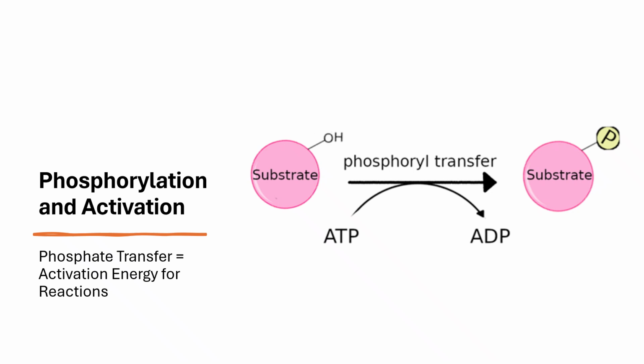When ATP donates a phosphate group to another molecule, it's called phosphorylation, and it changes everything. That added phosphate activates the molecule, making it more reactive. It's like giving a molecule a go signal. Expect to see this concept in enzyme questions, where ATP phosphorylates substrates to get reactions started. It's the spark plug of metabolism.